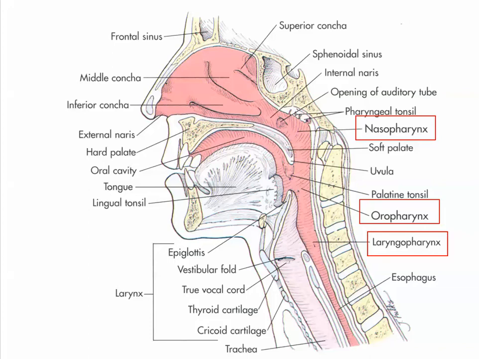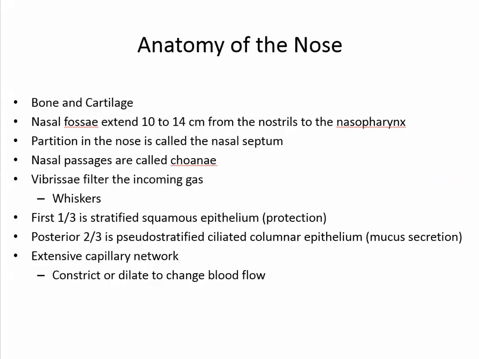This picture shows the three main subdivisions of the upper airway, which includes the nasopharynx, oropharynx, and the laryngopharynx, in addition to the nose and the oral cavity and the laryngeal apparatus, which includes the epiglottis, the vestibular fold, the true vocal cords, the thyroid cartilage, and the cricoid cartilage. It also shows the various sinuses like the frontal sinus, the maxillary sinus, and the sphenoidal sinus. The nose is made up of bone and cartilage.